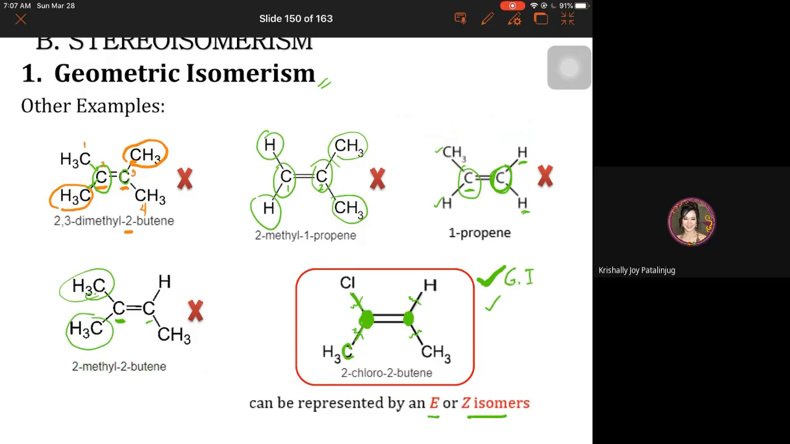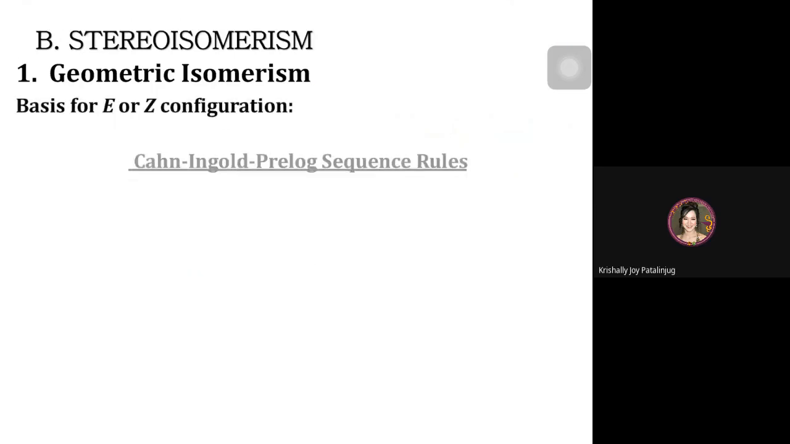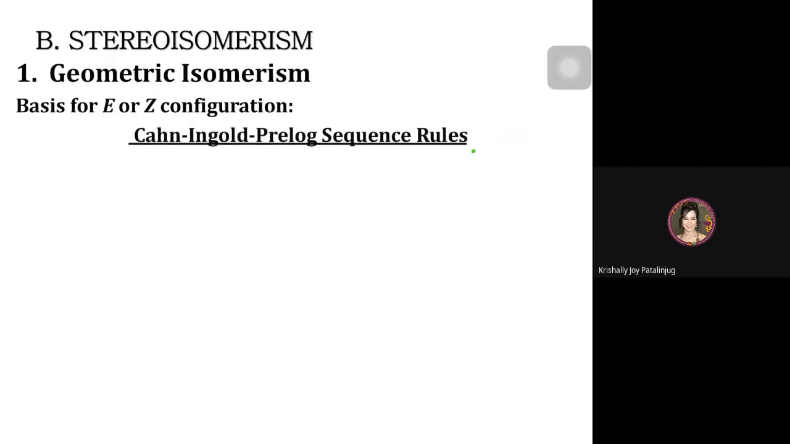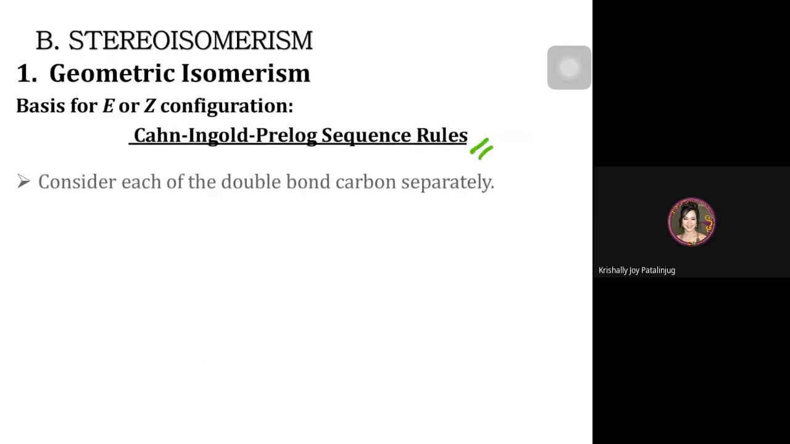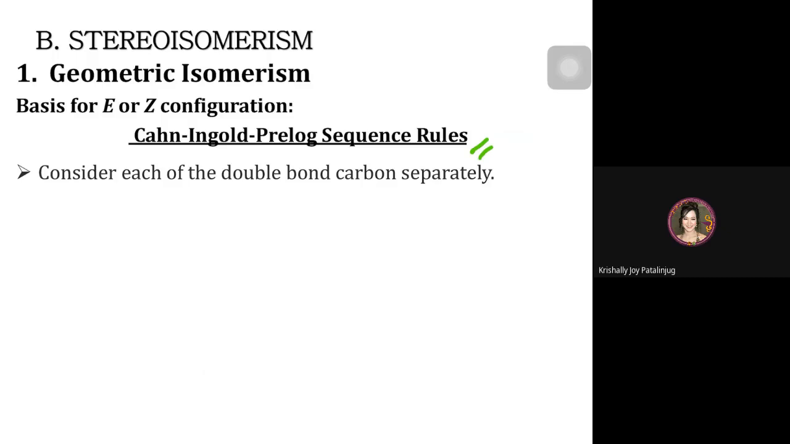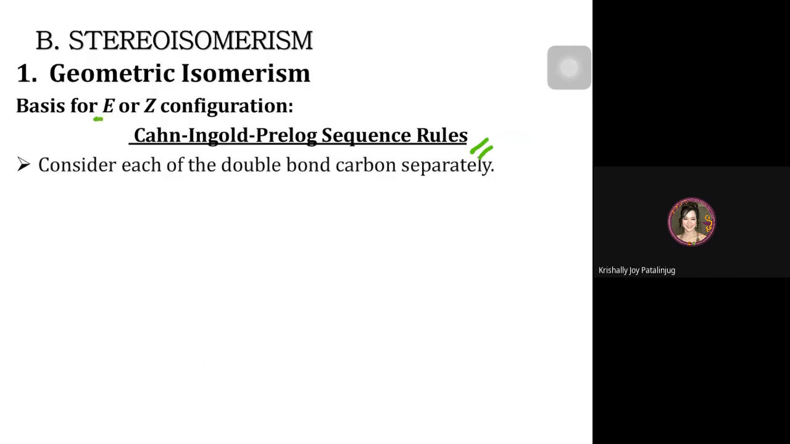Either one has no hydrogen, okay? Or the two double bond carbons really have no hydrogen atoms directly attached, then that is already a different representation of geometric isomerism. You can represent the structure by E and Z isomers. So these are the basis for E/Z configuration that can include the Prelog sequence rule. Under this rule, you have to consider, to identify which are the E and Z isomers, each double bond carbon separately.